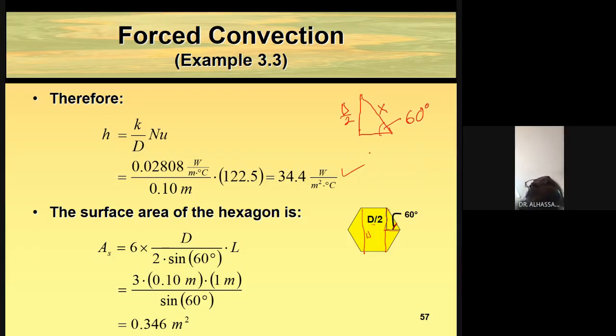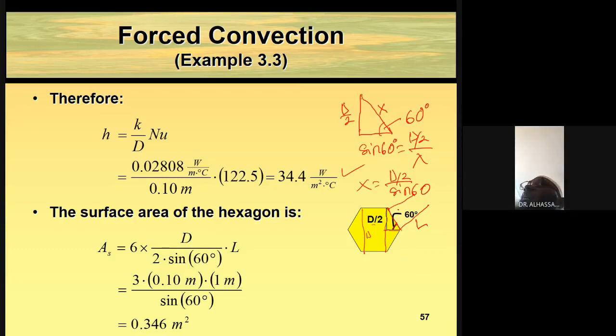So now sine 60 gives us opposite over hypotenuse, so we have D divided by 2 all over x. So x equals D divided by 2 divided by sine 60. Now we have been able to find this side. Now we know the length; the length is given to us already. Assuming the length is L.